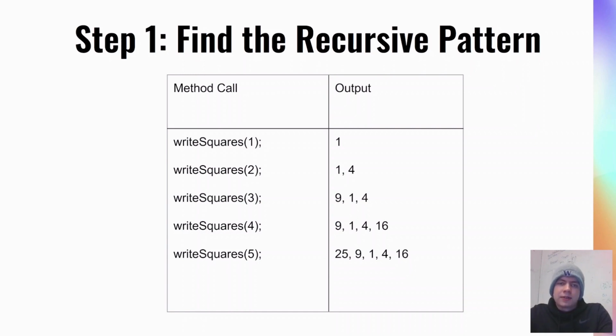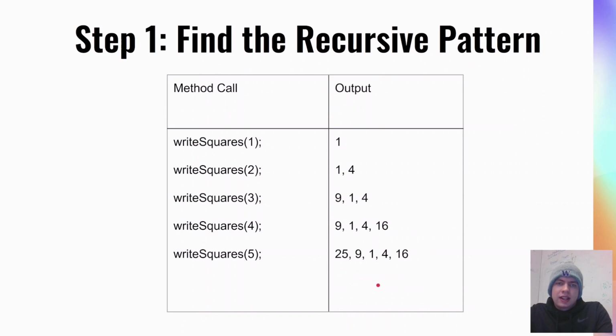So in this table, I've written out the first 5 calls of write squares as well as their outputs. So write squares of 1 will return 1. Write squares of 2 will return 1, 4, the first 2 squares, with the even square following the first square. And then write squares of 3 will print out 9, 1, 4, as we want all odd squares descending first before any of our even squares. And then this pattern continues.